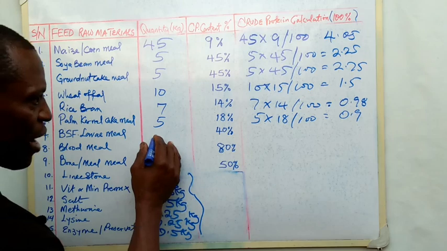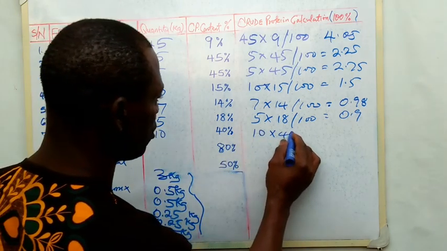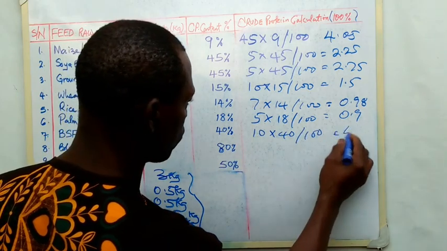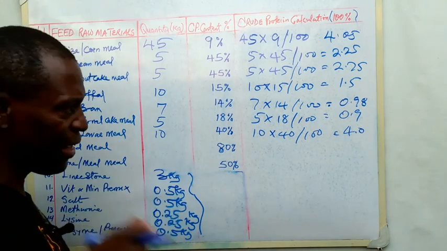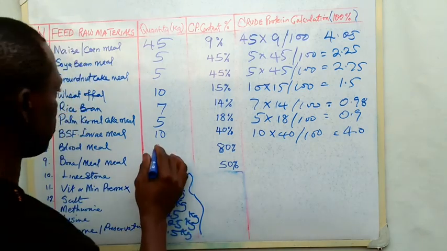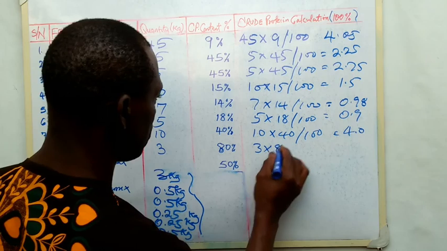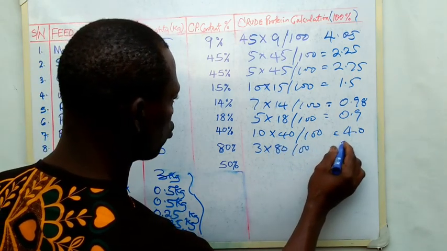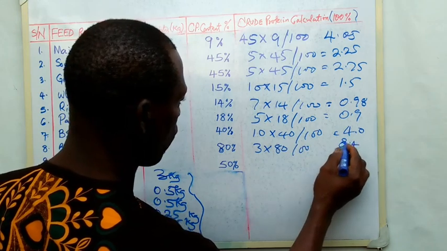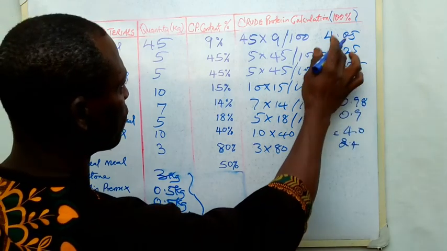The next one is BSF Larvae. BSF Larvae here, we are using 10 kg. 10 times 40 divided by 100, which equals 4.0. Next one is blood meal. For blood meal here, we are using 3 kg. 3 times 80 divided by 100, which equals 2.4.